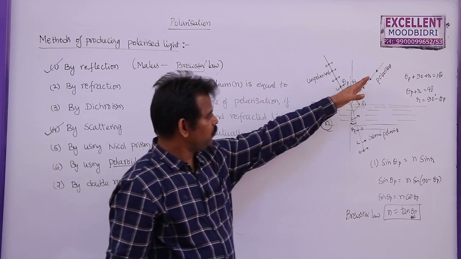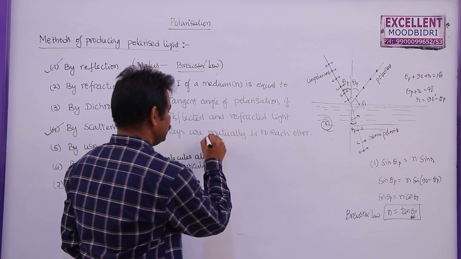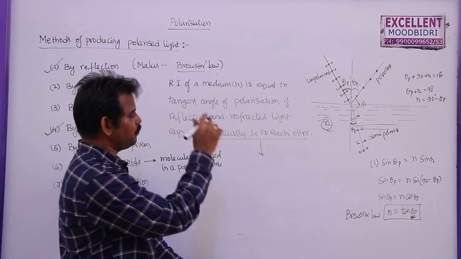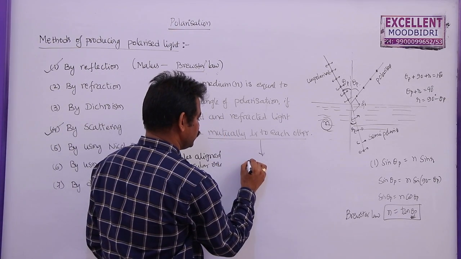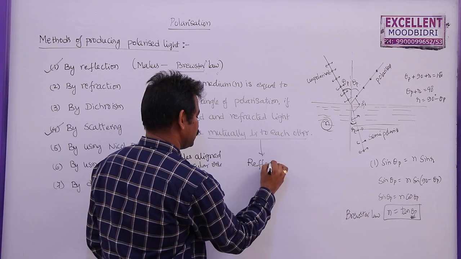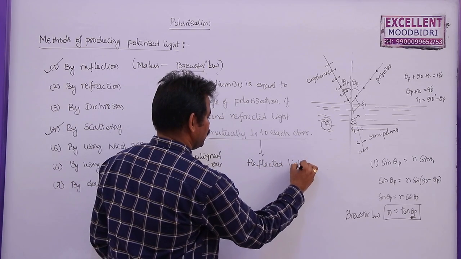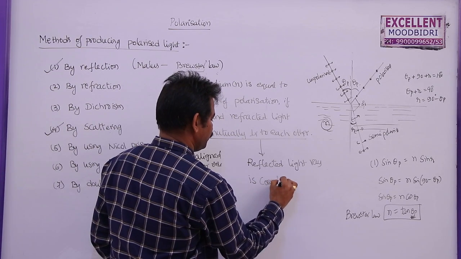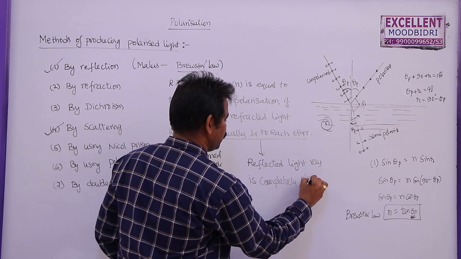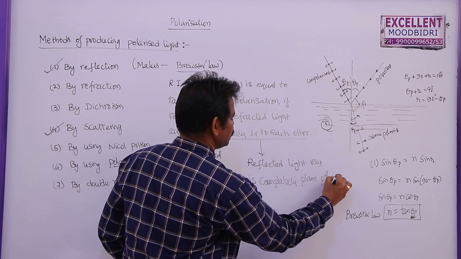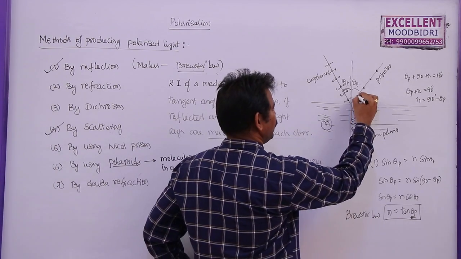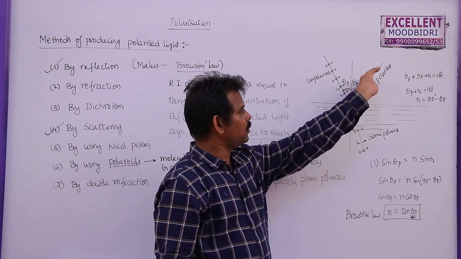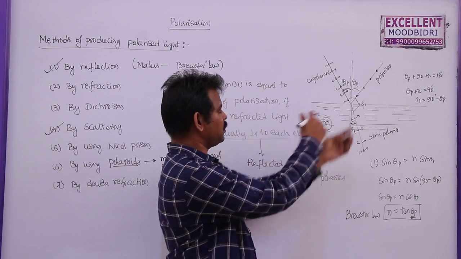So when these two are mutually perpendicular to each other, in this condition the reflected light ray will be completely plane polarized. Plane polarized means it will have vibrations only in one plane. Here this is perpendicular to the paper. The plane is perpendicular to this paper.